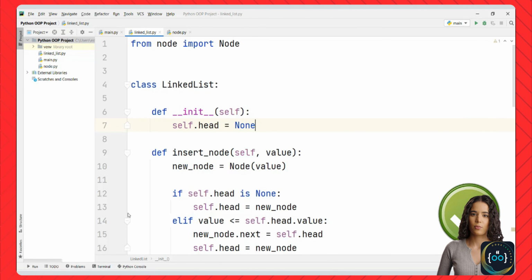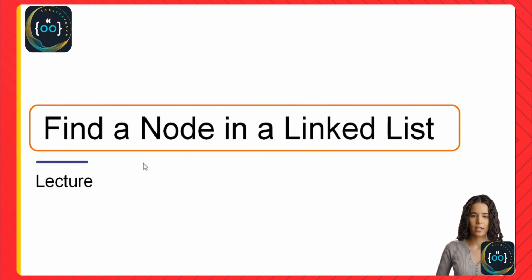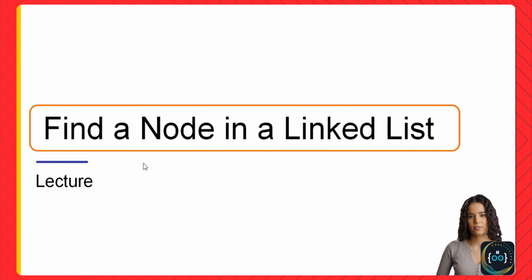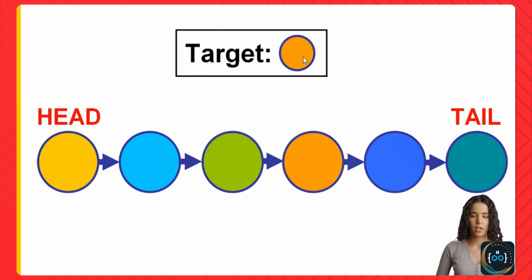Welcome back. Determining if a particular value is in a linked list or not is another very important operation. We call this finding a node. In our implementation, we will return true if the value is in the linked list and false otherwise. Let's say that we want to find this orange node in our linked list. We can see the list right here visually, and we know that it's in the list. But in practice, you will not know if the node is in the list, and you will need to call a particular method to check this.